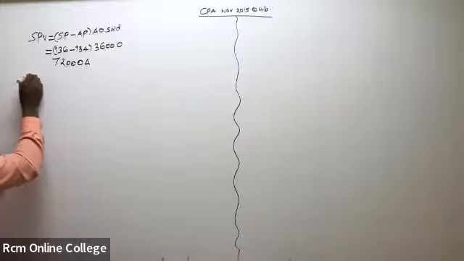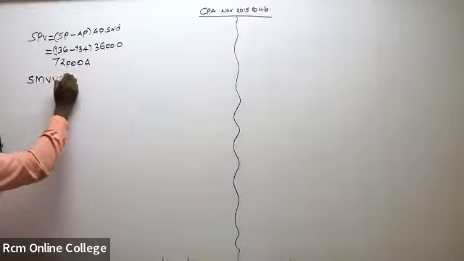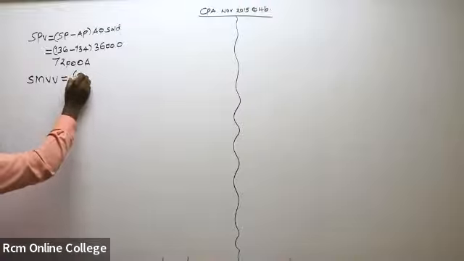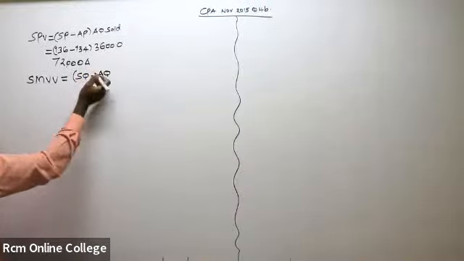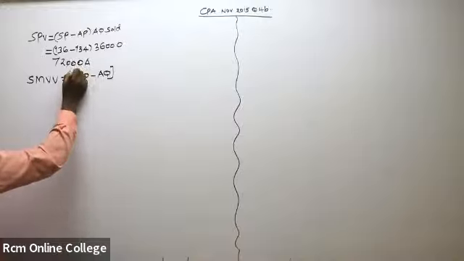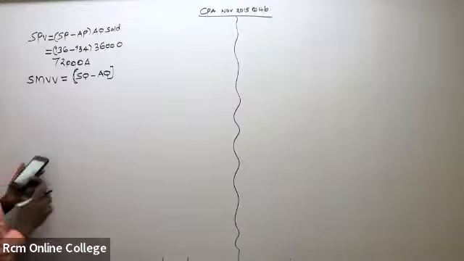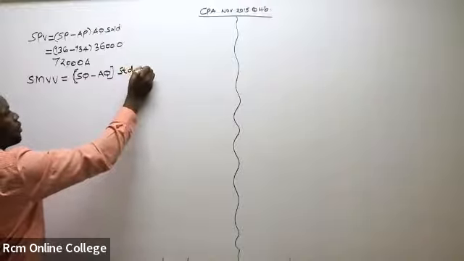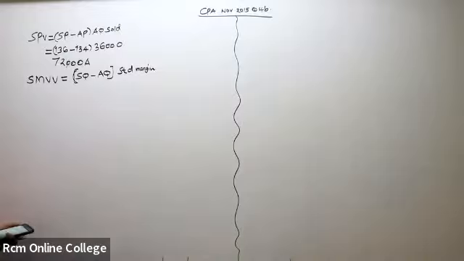Sales margin volume variance. So sales margin volume variance will be equal to standard quantity minus actual quantity or volume. Volume is the same as quantity. Then we multiply by standard margin. Good. So let's look at it from this point.